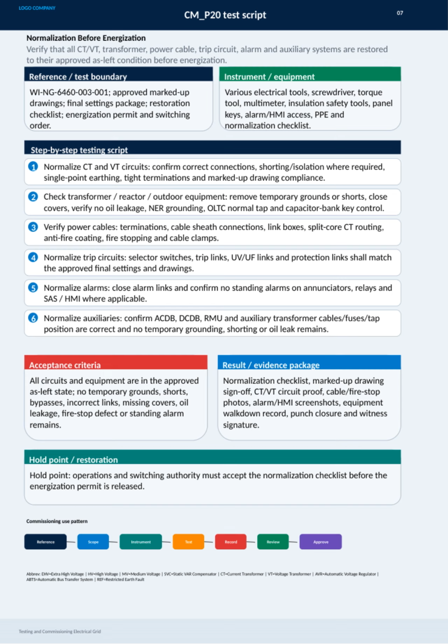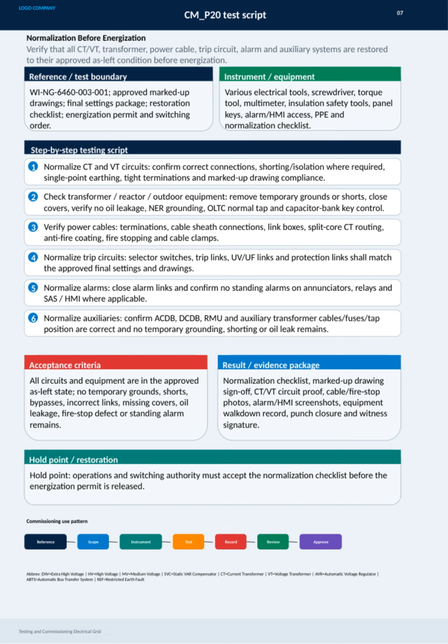This means confirming correct connections, ensuring any required shorting or isolation is in place, verifying single-point earthing and tight terminations, all in line with marked-up drawings. Next, for transformers, reactors, and outdoor equipment, we remove temporary grounds or shorts, close covers securely, check for no oil leaks, and confirm settings like NER grounding and OLTC tap positions are correct.